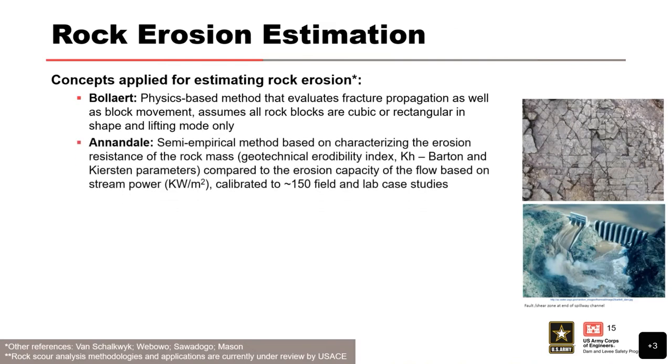Next method is the Annandale method. This is developed by George Annandale. It's a semi-empirical method that was calibrated with over 150 field and case studies. So what he did is he went to erosion sites, he looked at a rock mass, he calculated a stream power that was applied to that rock mass, and then he derived what he called the head cut erodibility index of that rock. He derived the ability of the rock to resist erosion based on those characteristics.